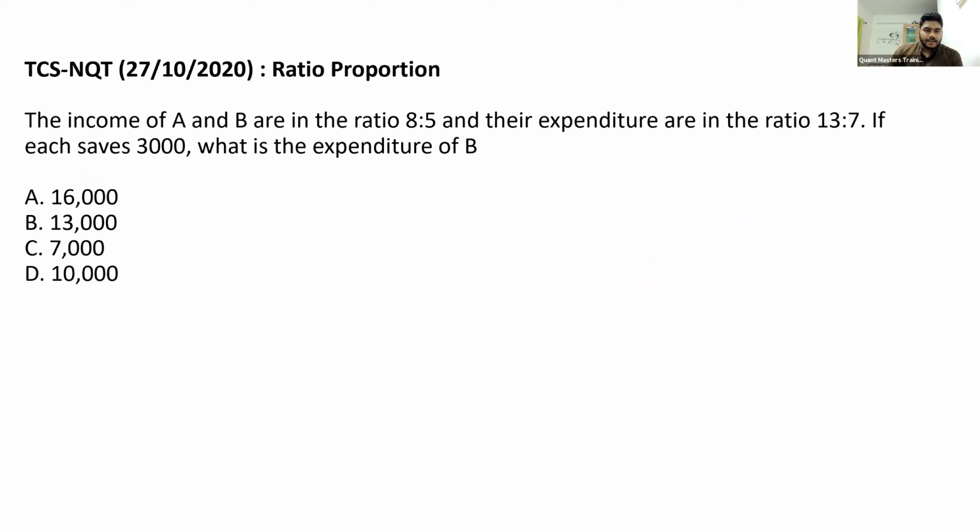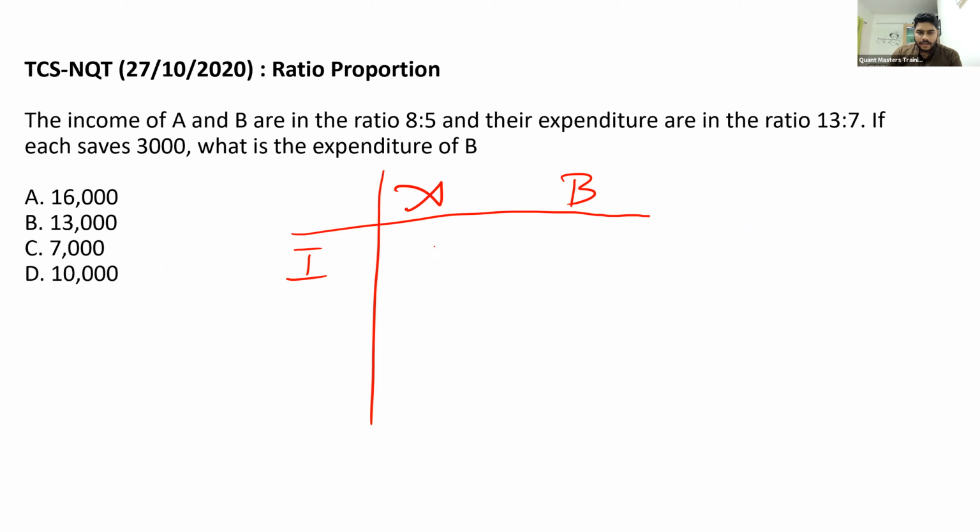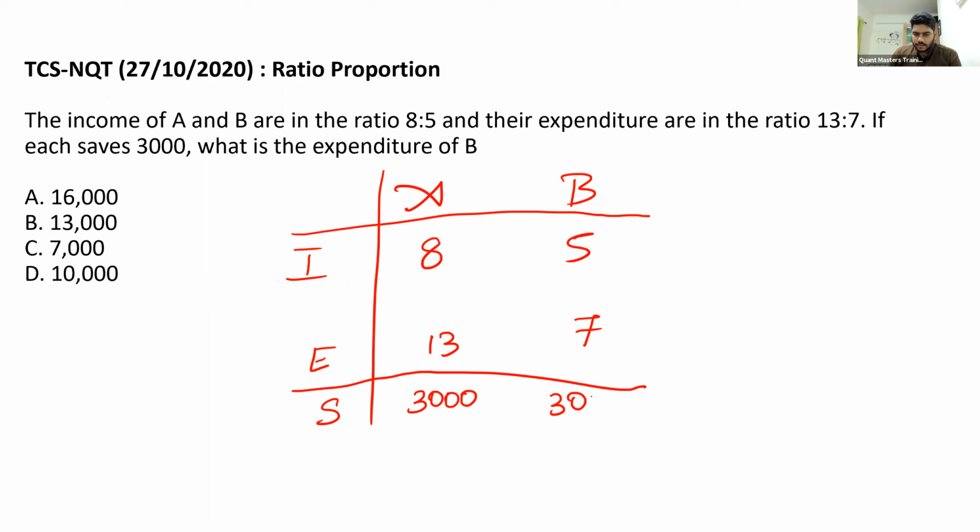Ratio and proportion. The income of A and B are in the ratio 8:5. So I'll write this down. Income of A and B is 8:5, and expenditure is 13:7. If saving is 3000 each, please adjust with my writing. I'm new to this pen, I'm not that good. So if each is saving 3000, what is the expenditure of B?